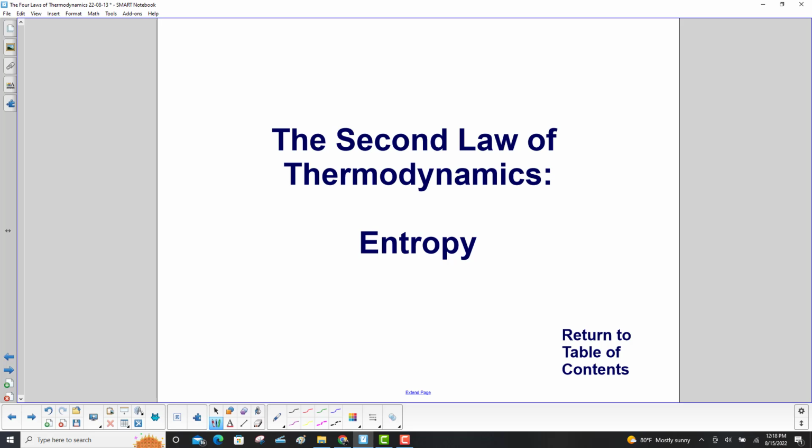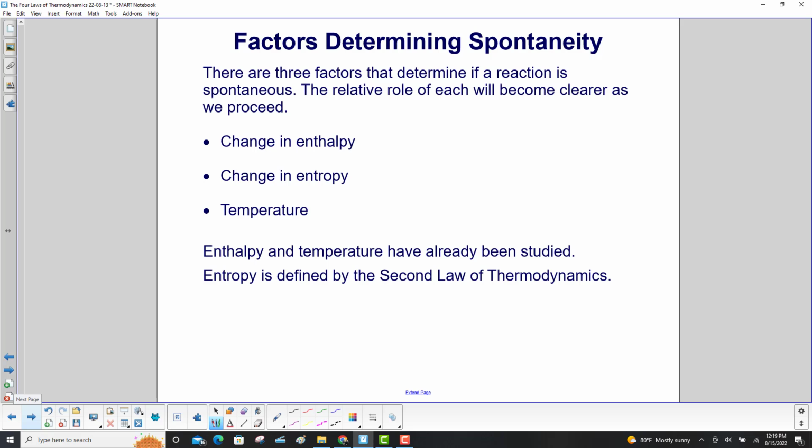The second law of thermodynamics, entropy. There are three factors that determine if a reaction is spontaneous. The relative role of each will become clearer as we proceed: change in enthalpy, change in entropy, and temperature. Enthalpy and temperature have already been studied.